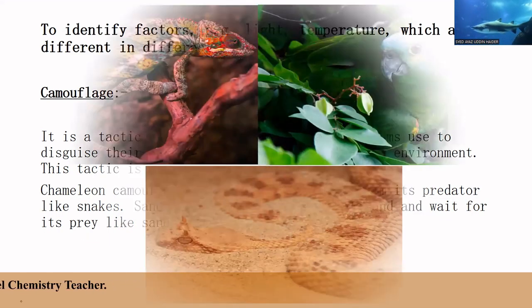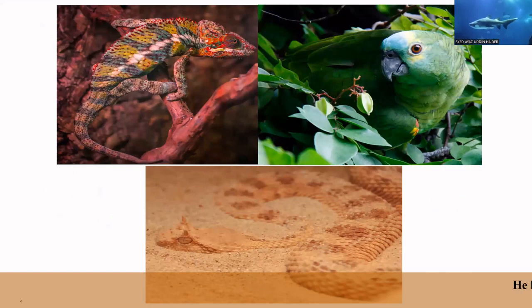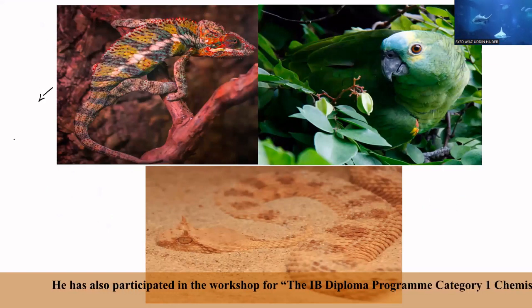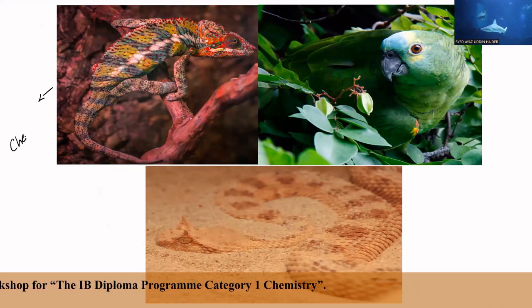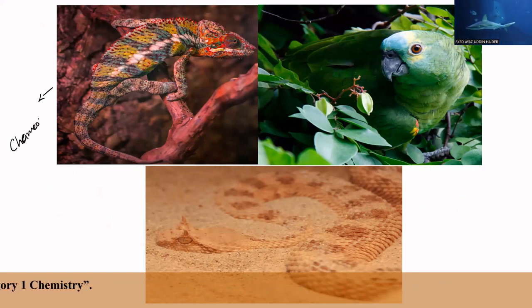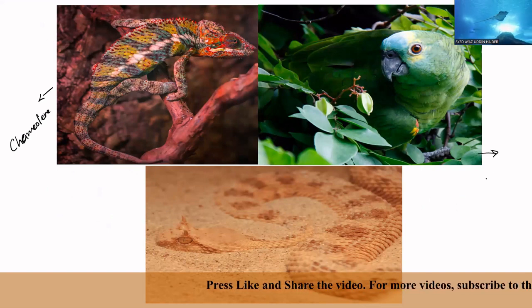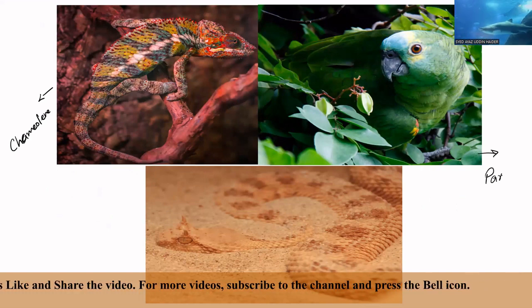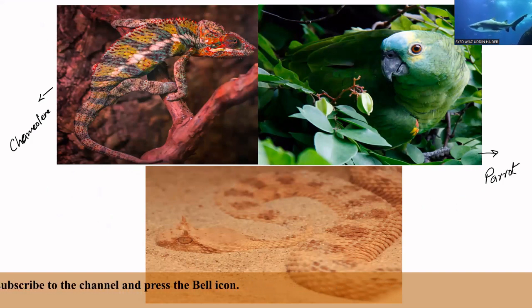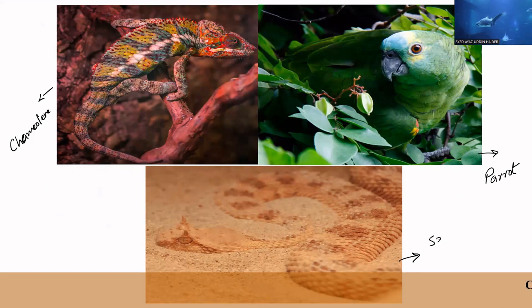So these all are the diagrams for animals camouflaging with their environment. On the left-hand side of the photo, we have chameleon. On the right-hand side, we have green parrot camouflaging with green leaves, and we have a sand viper hiding in sand to hunt its prey.